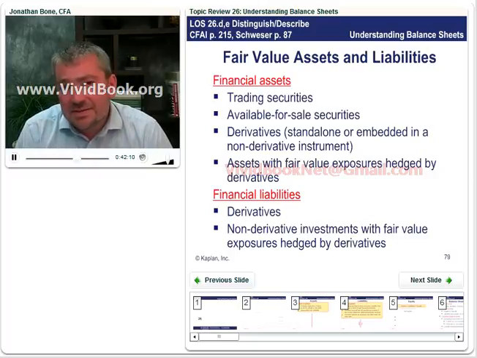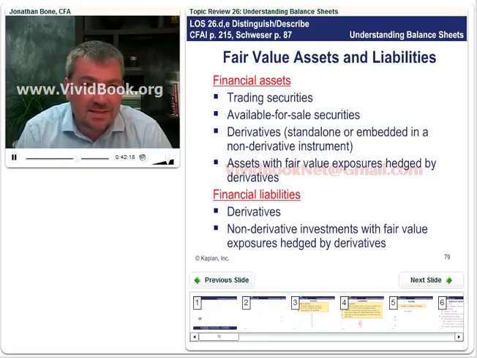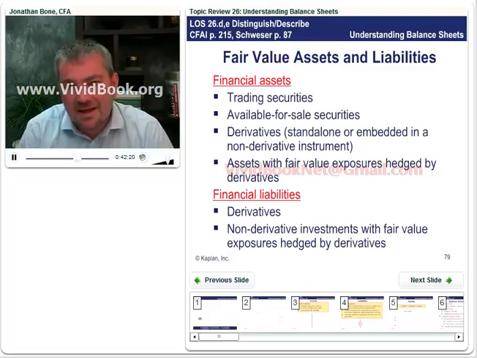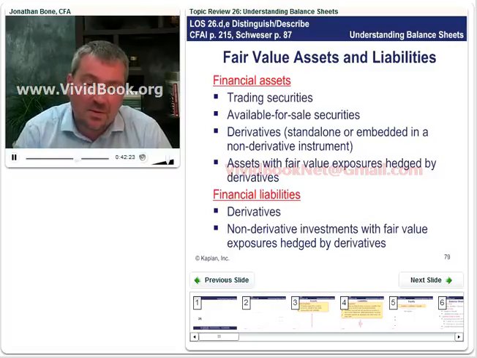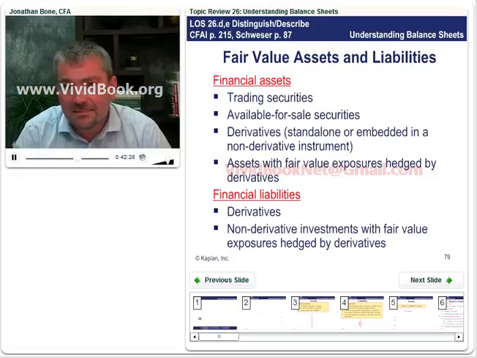Available for sale securities. The definition of these is securities that may be disposed of for liquidity purposes. Both trading and available for sale securities are going to be held at their fair value. In other words, they're not recorded at historic cost, purchase price, they're recorded at fair value, their current market value. Now, derivatives will be recorded at fair value, whether that is a naked derivative, i.e. standalone, purely for speculative purposes, or whether it's embedded in a non-derivative instrument, such as a bond with an equity call feature, a callable convertible bond.